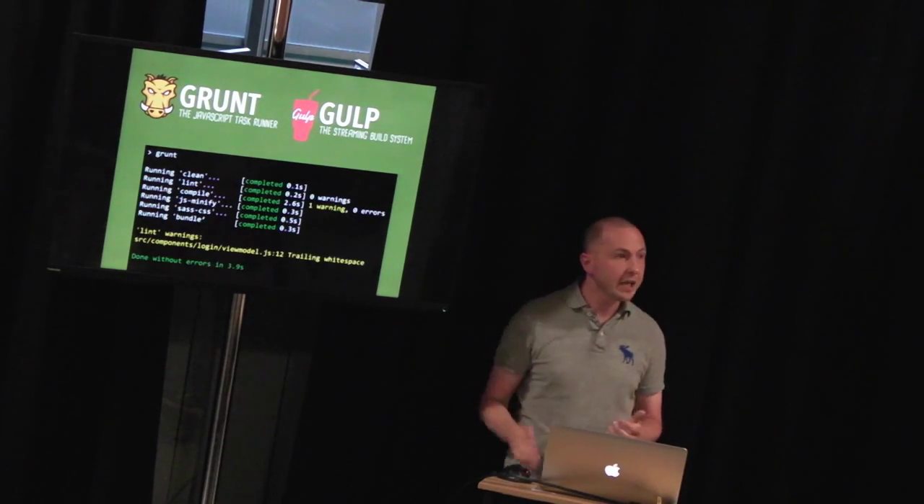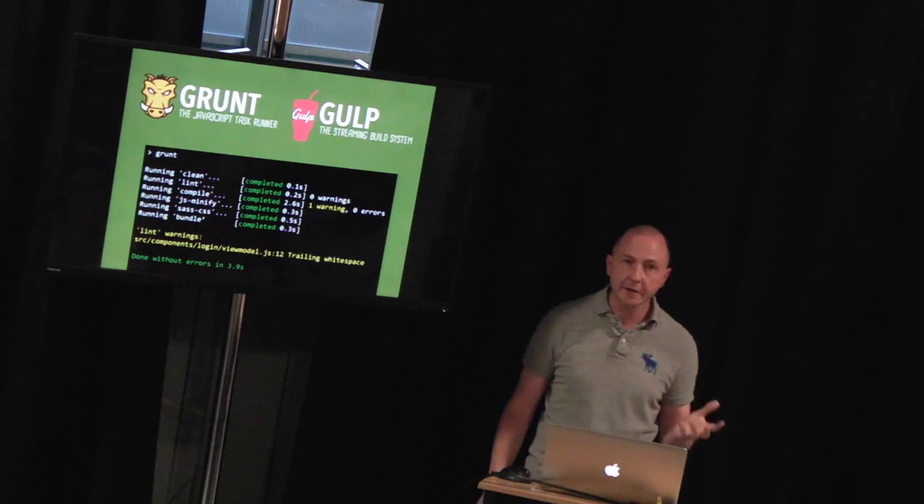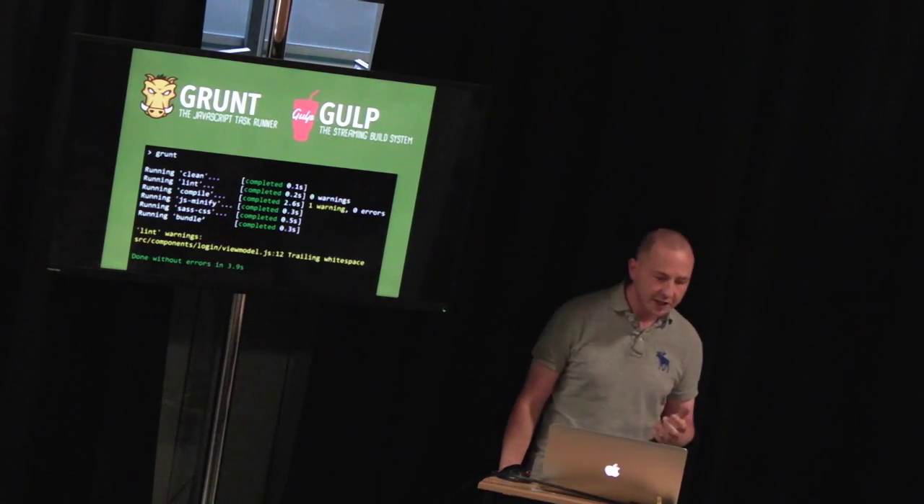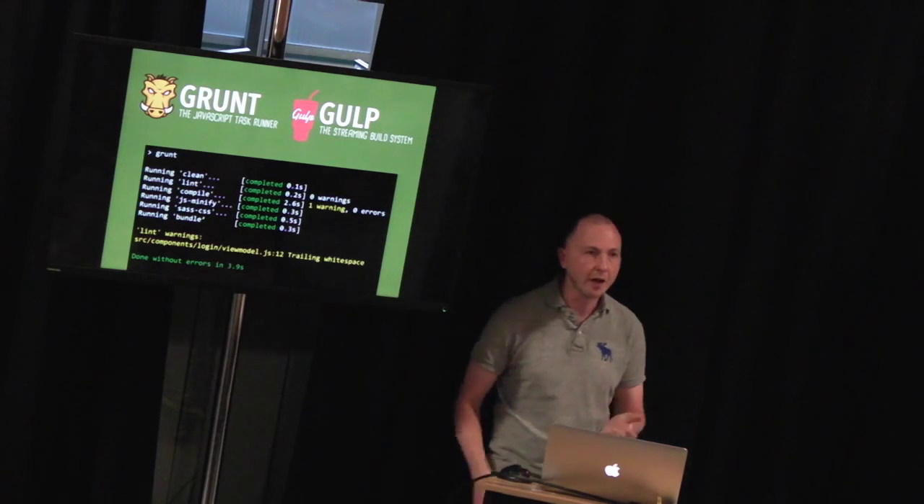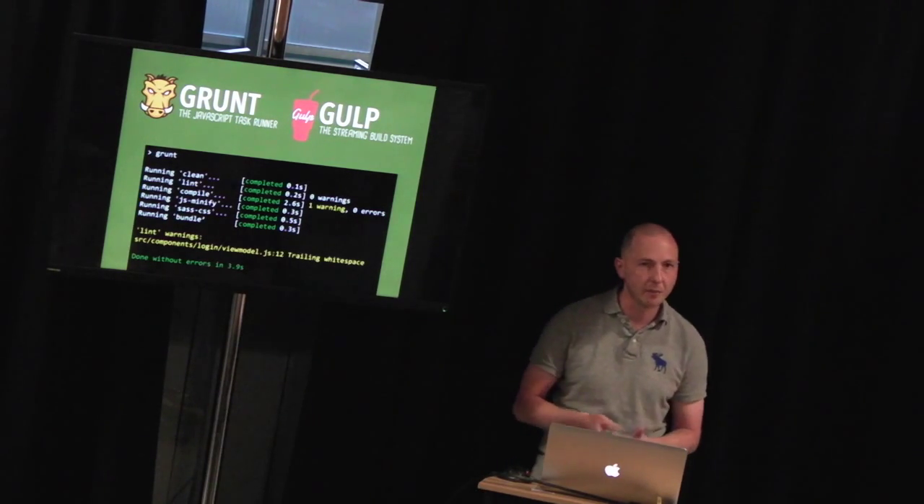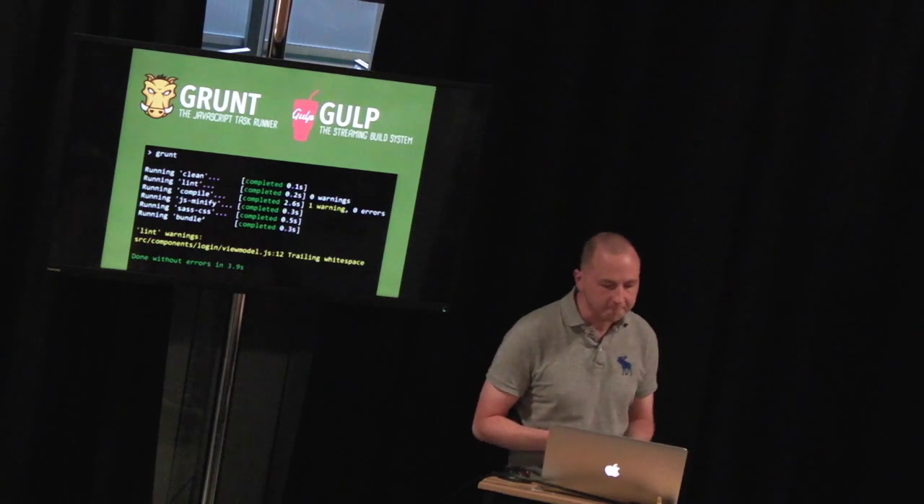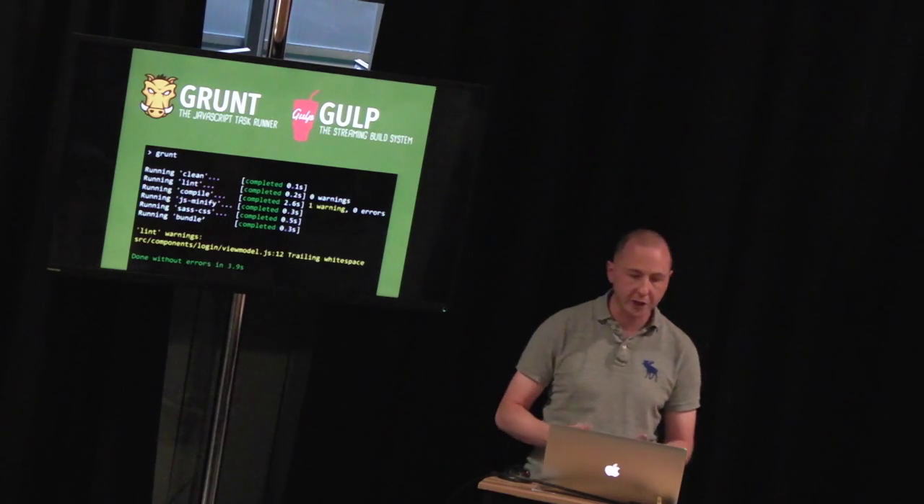So in the case of Grunt, you run it on the command line, and it's going to do a series of tasks that you've configured it to do. So maybe you've configured it to lint your source code, to bundle it, and so on, and produce some output that's then optimal for shipping to production. And Gulp is a similar thing. I'm going to show you Gulp in a minute.